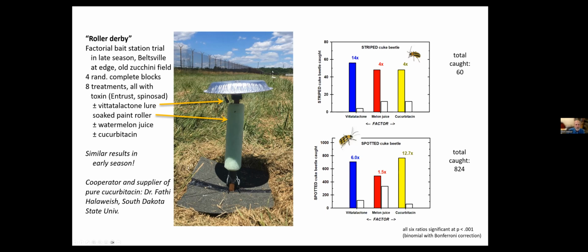So this would be expensive and kind of a hassle for growers. So we're working on some different ways that this could be more grower friendly. This was more what we call a pilot study or just a proof of concept that these are all important components. I think I'm gonna pause and ask if there's questions about the cucumber beetle work.